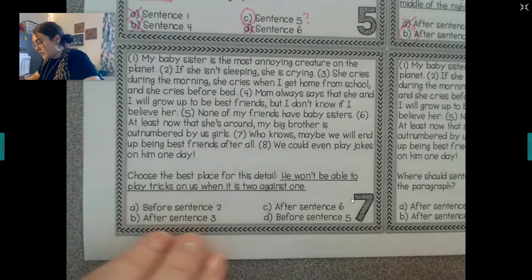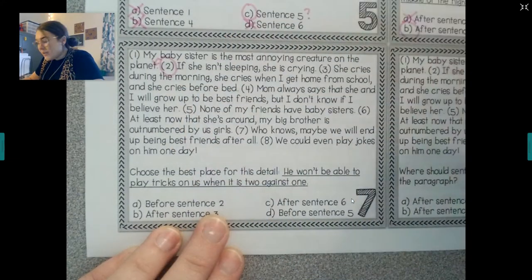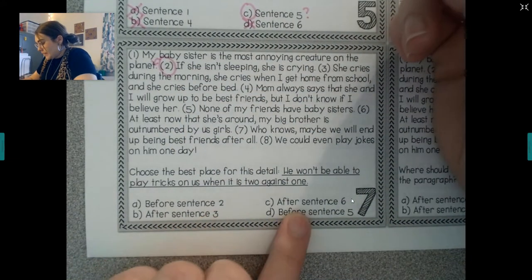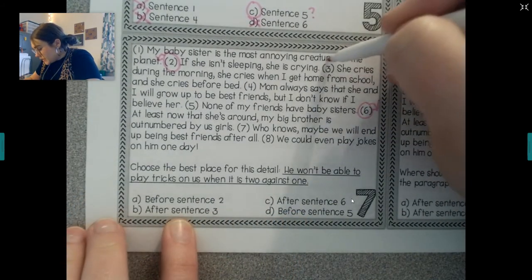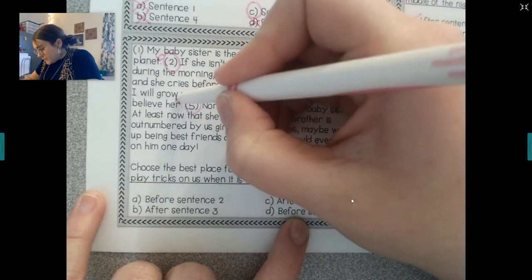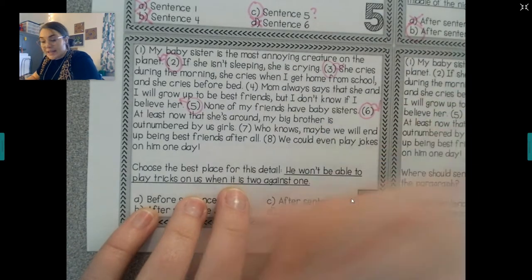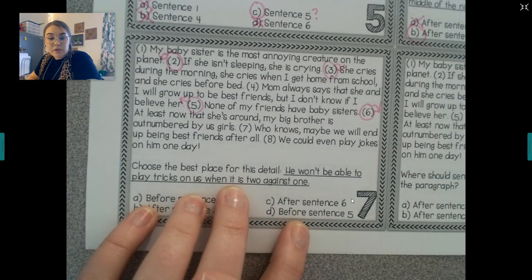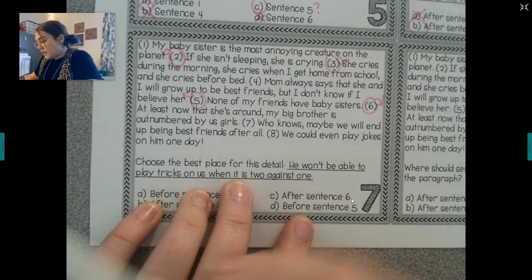So let's go through and circle our sentences. Sentence 2, and we want it before. I always put arrows. Helps me. After sentence 6. After sentence 3, before sentence 5. Okay, so again, I'm going to stop in those places and add in this detail: He won't be able to play tricks on us when it is 2 against 1. And I'm going to see what's the best place to add it.